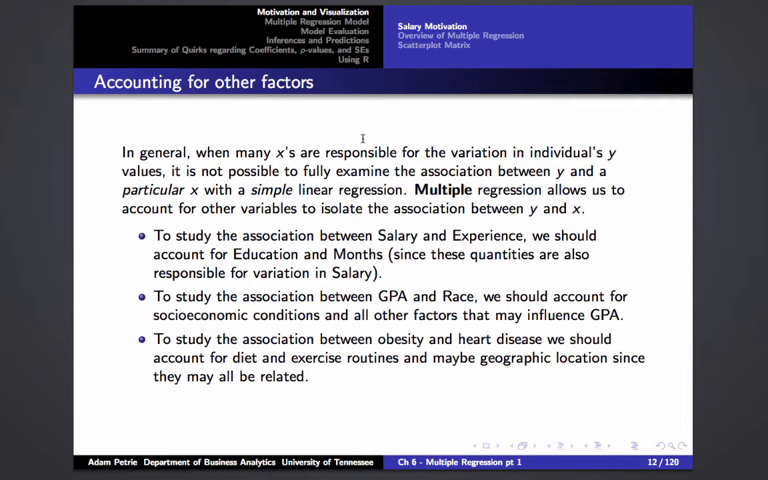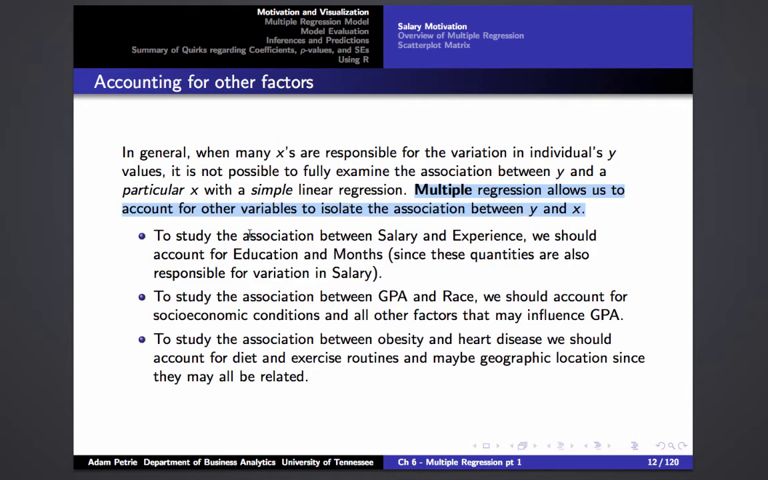So, in general, and this is what multiple regression is going to help us out with, when there are many different potential predictor variables, many different x's, that could be responsible for the variation in individuals' y values, you can't fully examine the association between y and a particular predictor variable with a simple linear regression, because the simple linear regression doesn't account for any sort of extraneous variation in y due to other factors. But multiple regression is going to allow us to correct for this. Multiple regression allows us to account for other variables in order to isolate the association between y and x. So this is incredibly useful.